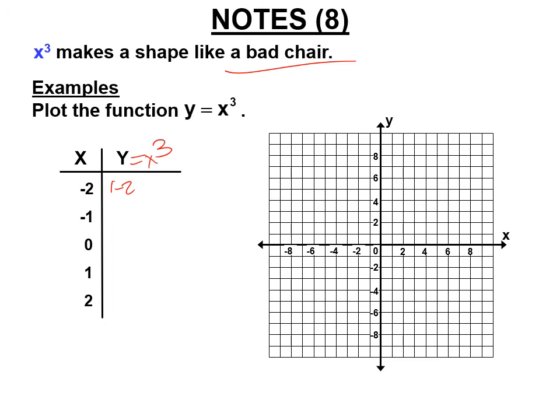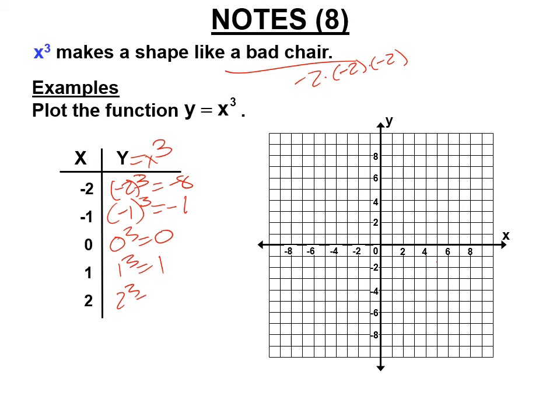Now, negative 2 cubed is negative 2 times negative 2 times negative 2. There's 3 negatives in there, so it's negative 8. And you need these parentheses around the negative 1. Negative 1 cubed is negative 1 times negative 1 times negative 1, which is negative 1. 0 cubed is 0. 1 cubed is 1. 2 cubed is 8. So I'm just going to graph this very briefly.